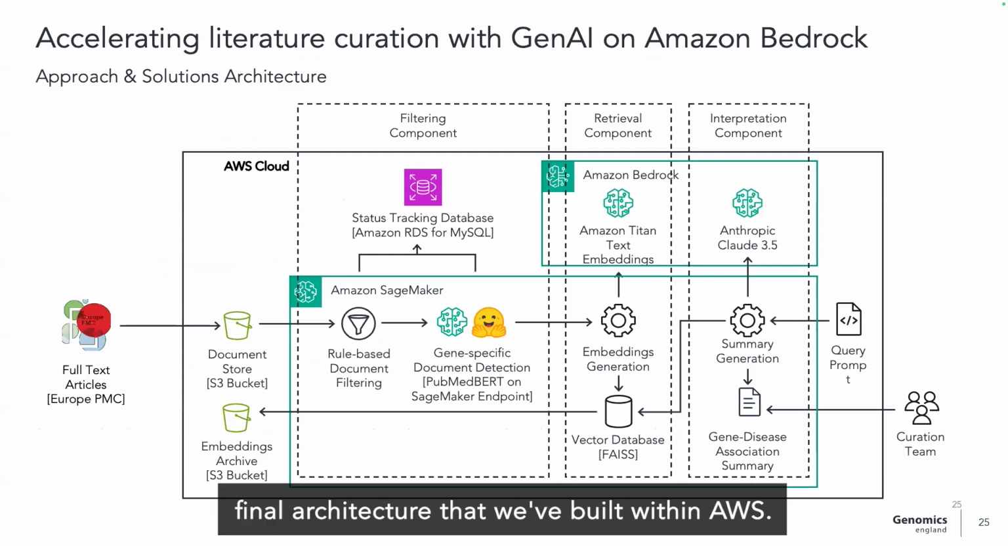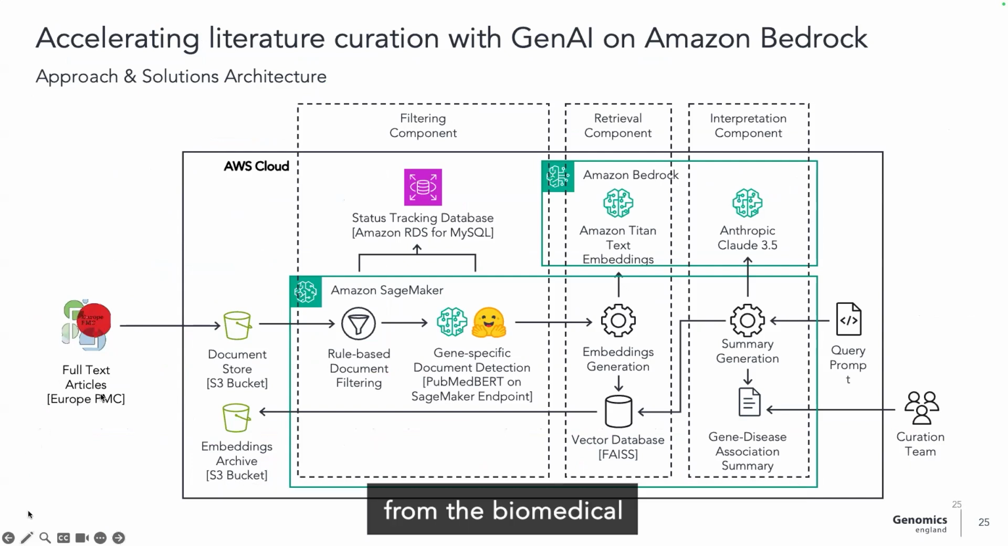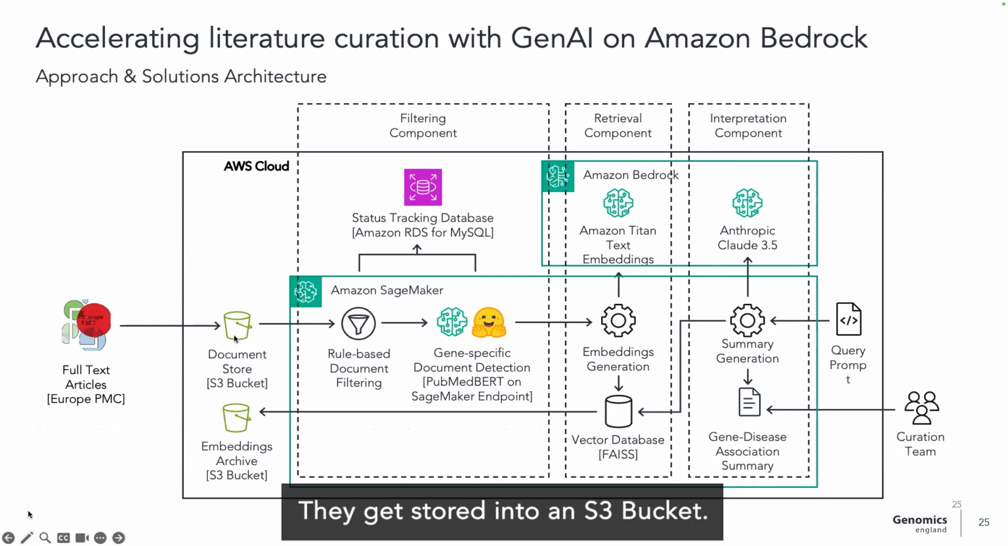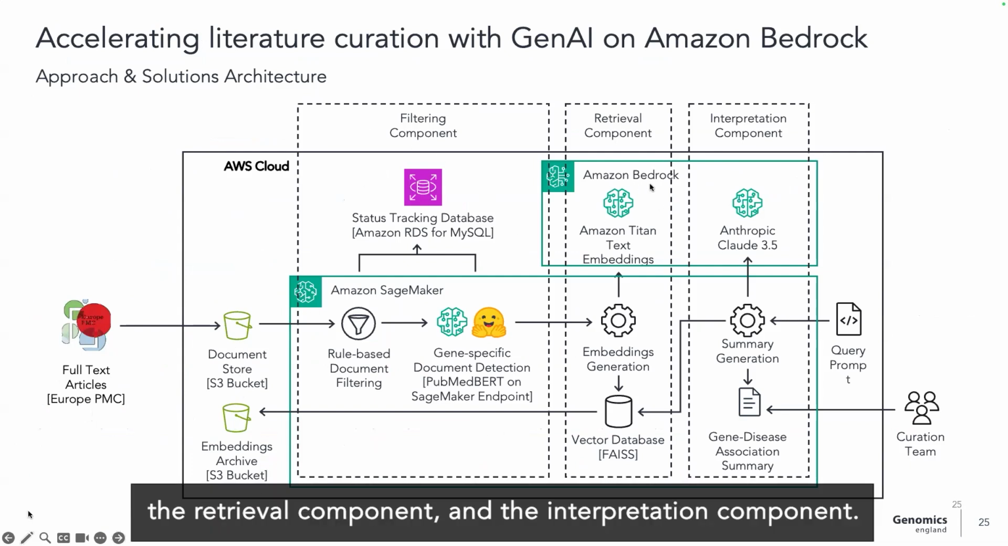And this is our final architecture that we've built within AWS. We're using full text articles, which are available from the biomedical repository Europe PMC. We pull those in via API. They get stored into an S3 bucket. And then essentially we have the filtering component, the retrieval component, and the interpretation component.